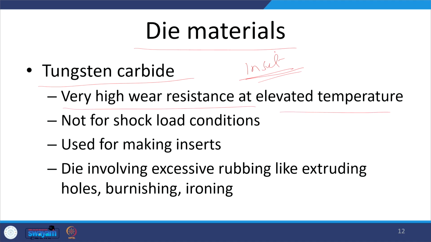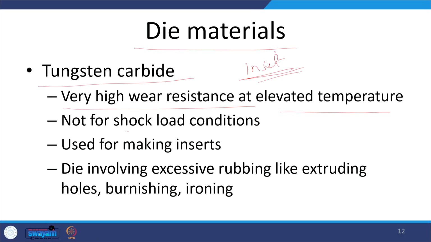But this should not be used under shock load conditions because of its low toughness. Tungsten carbide offers very good hardness at elevated temperature, but the resistance to impact is very poor. Therefore, it should not be used for shock load conditions. It is used for making inserts, as I have said, primarily for reducing the cost, and in dies involving excessive rubbing, like in extruding holes, burnishing and ironing kinds of operations.